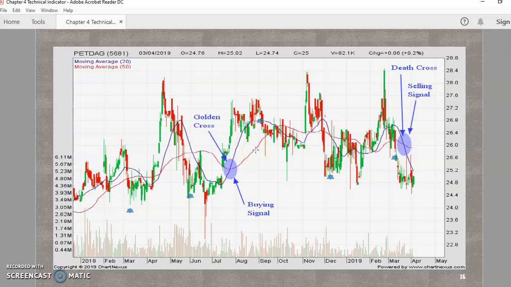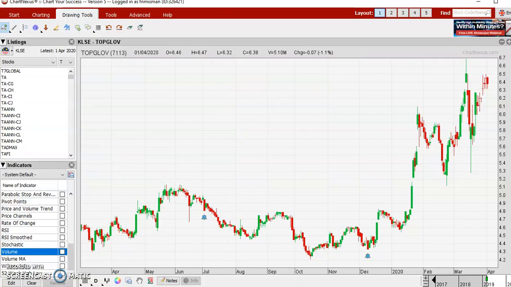So how do we want to draw this moving average in Chart Nexus? Okay, let's see the Chart Nexus. For example, this is the chart for Top Glove. So how do we get the moving average?